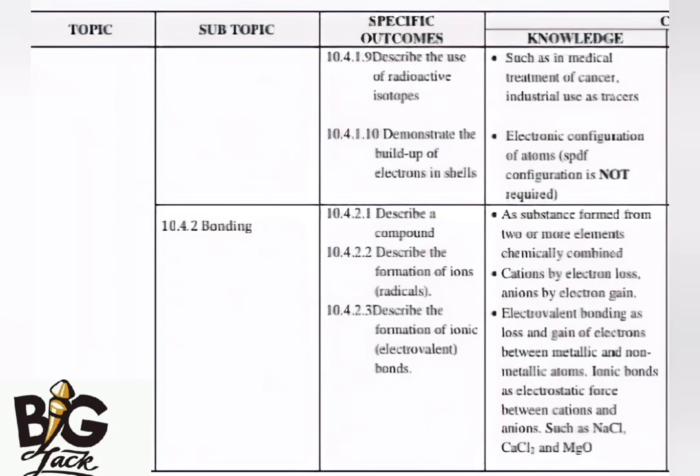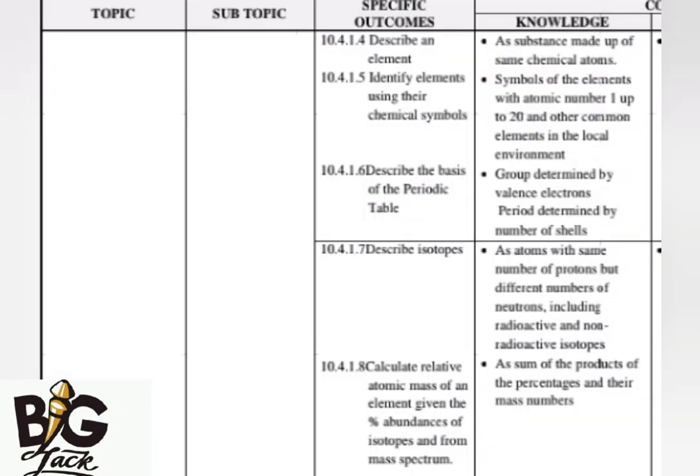Since metals are positively charged, sodium is positive, and chlorine is a non-metal, which means it is negative. So negative and positive, they attract. They have a strong attraction force. Apart from that one, you can also give them magnesium oxide. Apart from that one, they are also going to ask you to describe an element.